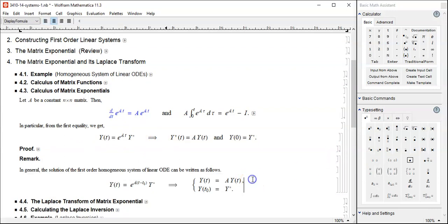By the way, here's a remark. In general, if you have not y of 0 is y star, but y of t0 is y star, then we have a little bit more extended form, like this, A(t minus t0). Well, you can consider it as horizontal shifting, as a matter of fact.